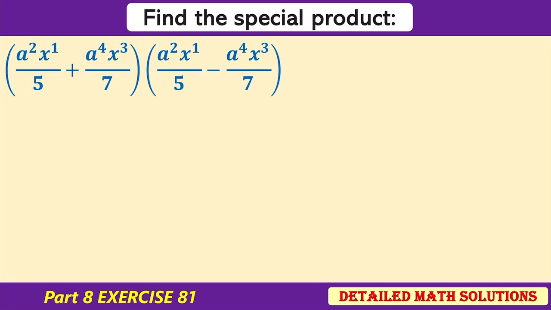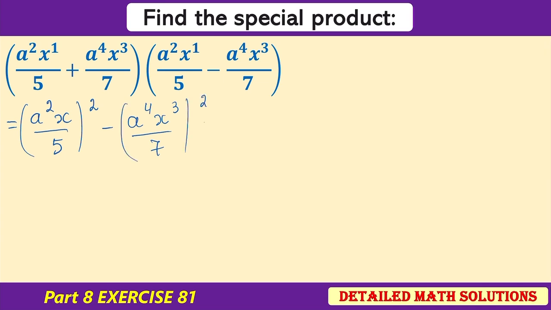In the first exercise, the term a squared x to the first power over 5 will correspond to the a in the formula, and the second term a to the fourth power x to the third power over 7 will correspond to the b in the formula. And when I use the formula, this will equal (a squared x over 5) squared minus (a to the fourth power x to the third power over 7) squared.